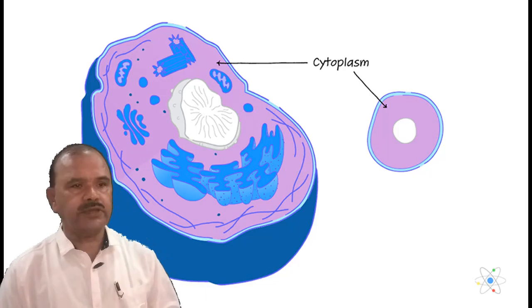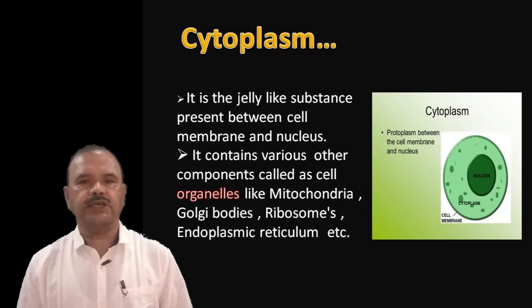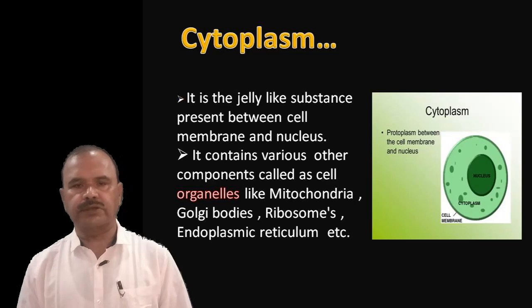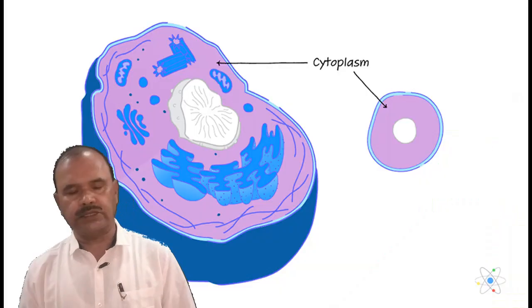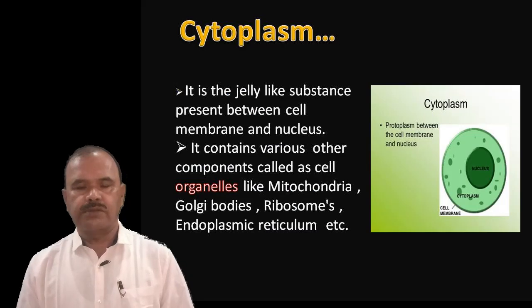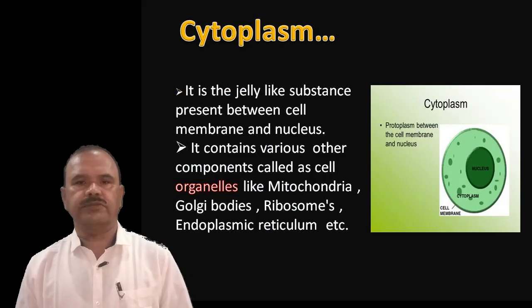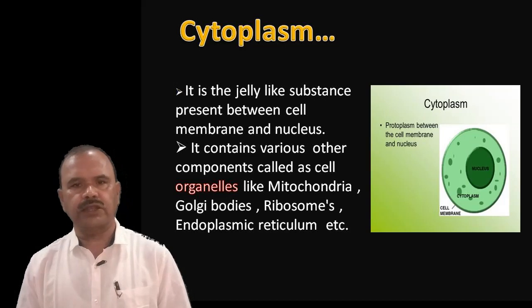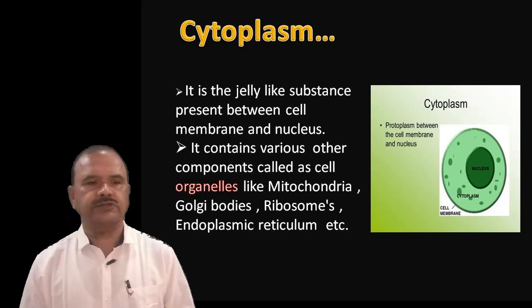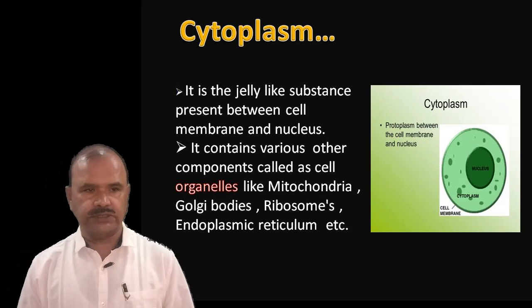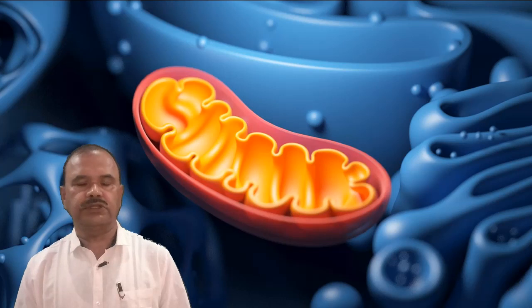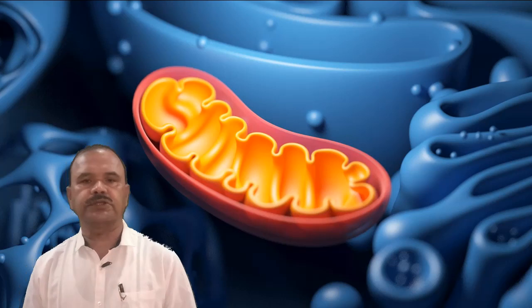Then come to the cytoplasm. Cytoplasm is the jelly-like material filled inside the cell membrane, between the cell membrane and the nucleus. It is composed of an excess amount of water, and many cell organelles float inside it. The cytoplasm consists of many other small components called cell organelles, like mitochondria, which you will study is called the powerhouse of the cell.